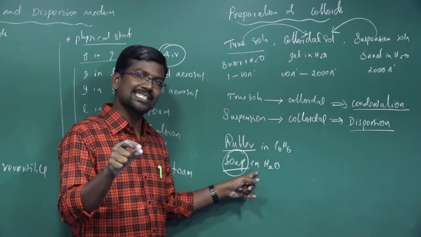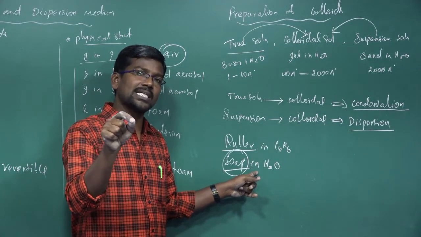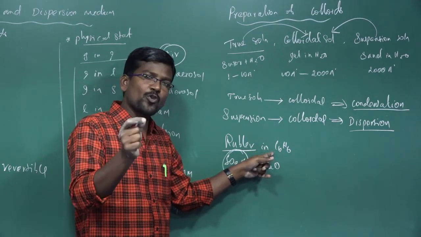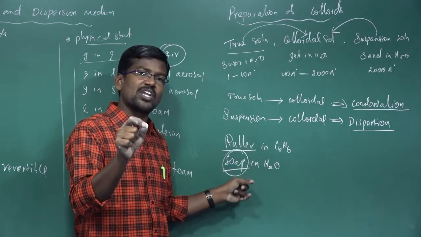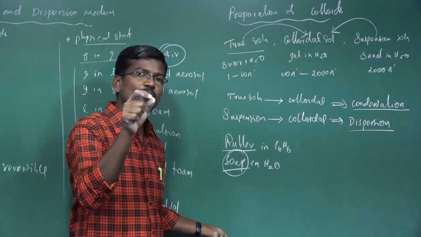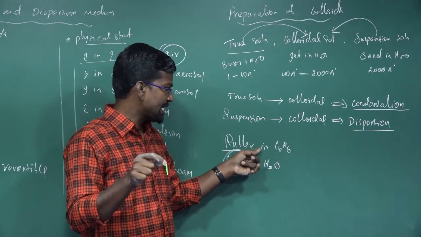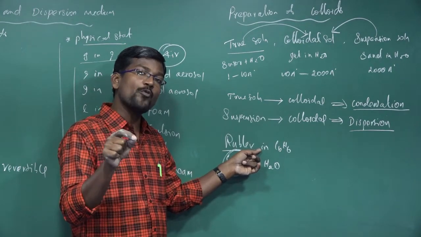That's why this substance is a reversible colloid, otherwise called a lyophilic colloid. Rubber in benzene: the attractive forces between the rubber and benzene are very, very low, with very little force of attraction between them. That's why these substances are otherwise called lyophobic substances.